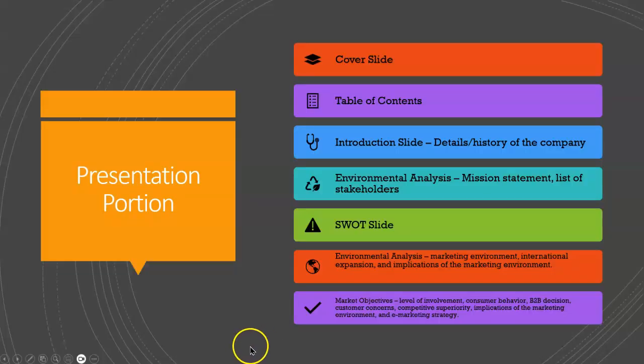Okay, moving on. So that's the written portion. That's 500 points. The presentation portion is also 500 points. This consists of a cover slide, the table of contents, an introduction slide that tells the details, history of the company, environmental analysis, mission statement, list of stakeholders, a SWOT slide. You guys should know about that.